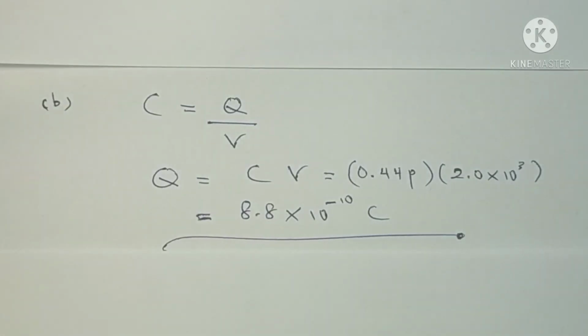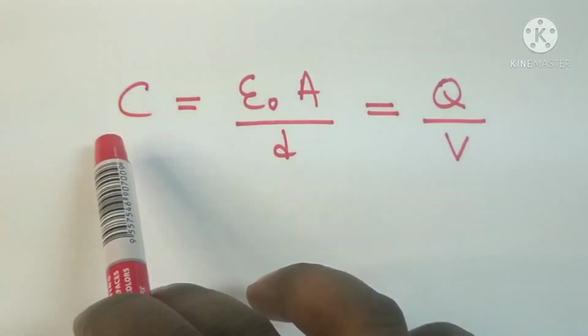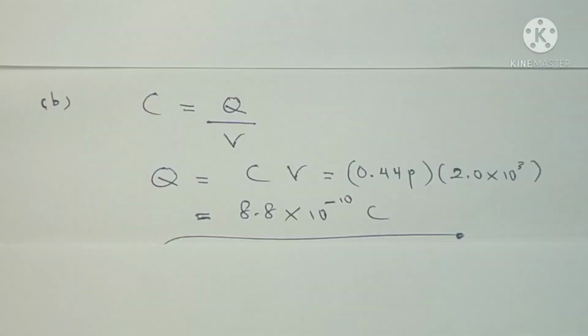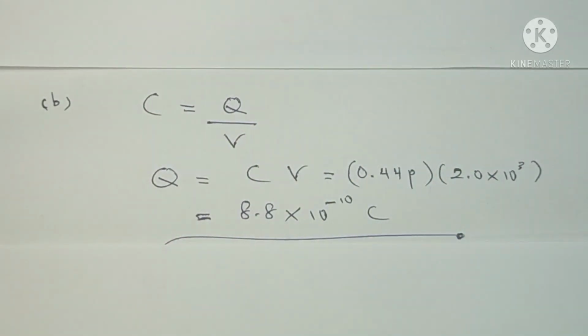For section B, determine the amount of charge on each plate. We can relate these two formulas to get the answer, where C equals Q over V. Substitute all the values into the formula to get the amount of charge on each plate, which equals 8.8 times 10 to the power of negative 10 coulomb.